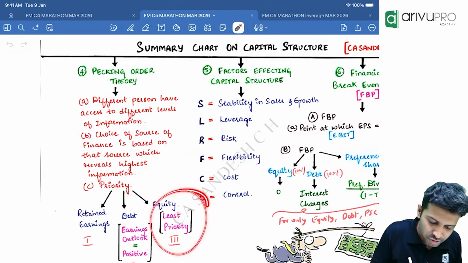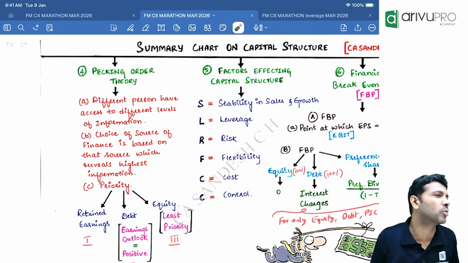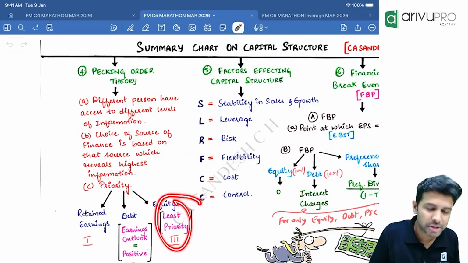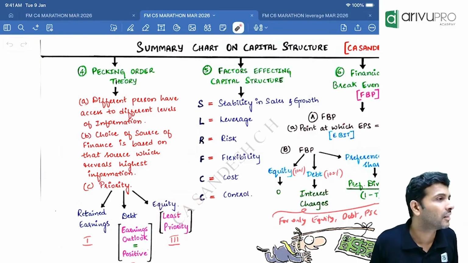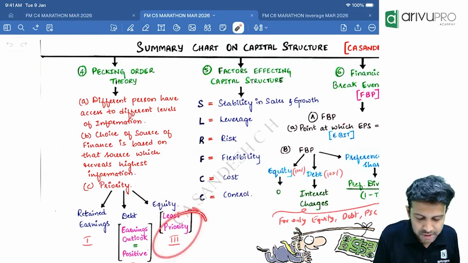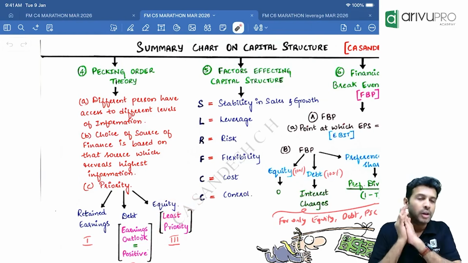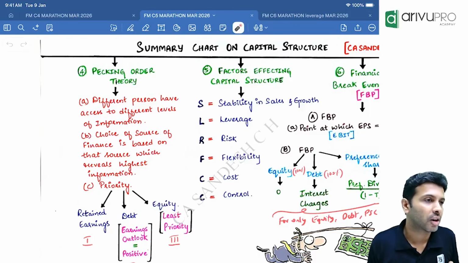That means from this source you will not have full information, because it is dependent on the market condition, and market condition you cannot predict 100%. Hence, last priority to equity as per pecking order theory.